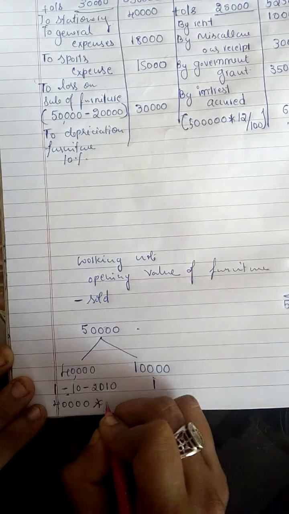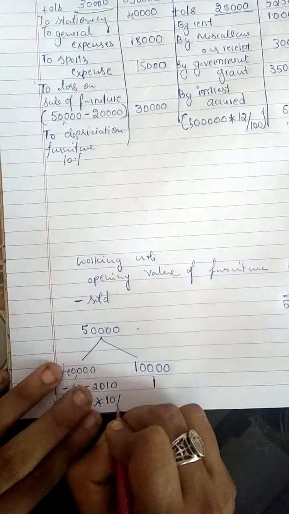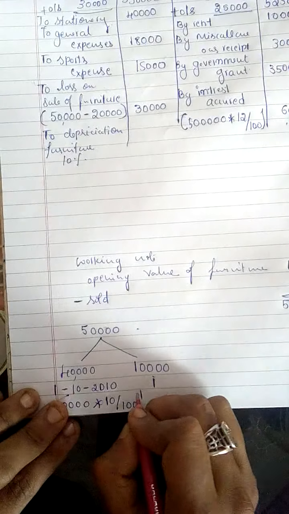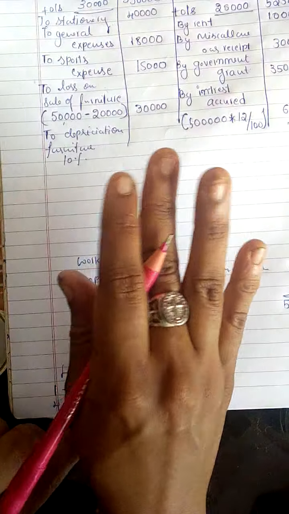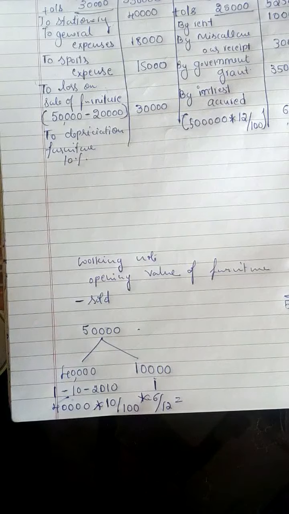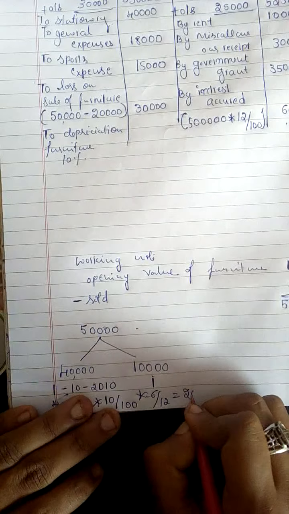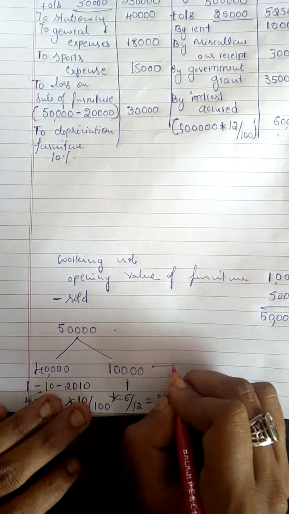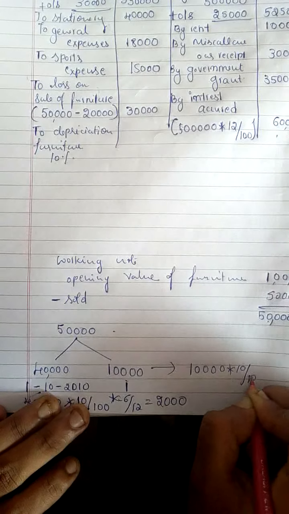So while charging depreciation here, 40,000 into, how much is the percentage of depreciation? 10%, right? 10 by 100 into, how many months remaining? Only 6, right? 10, 11, 12, 1, 2, 3. So 6 by 12. So on 40,000, charge 10% depreciation for 6 months. So value is 2,000.